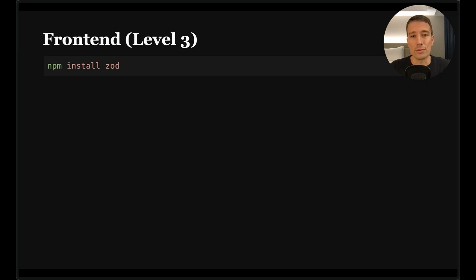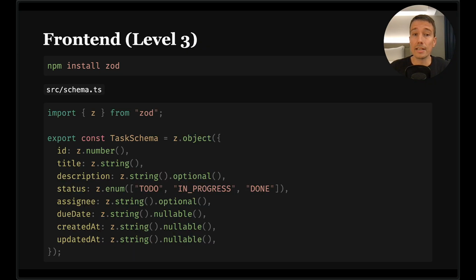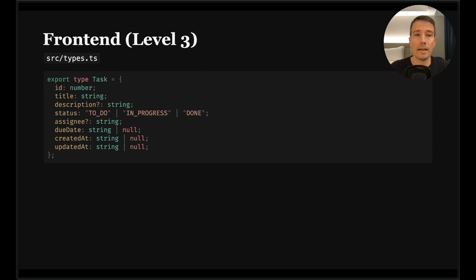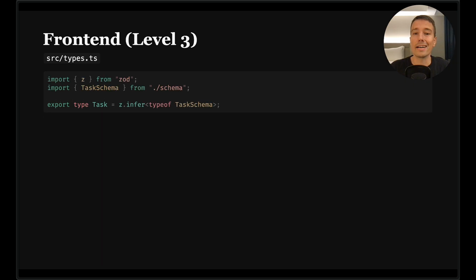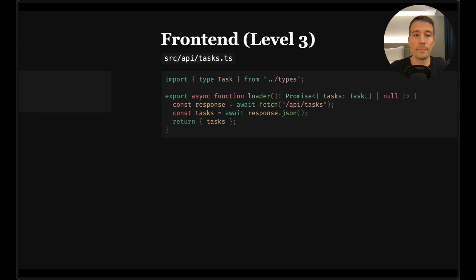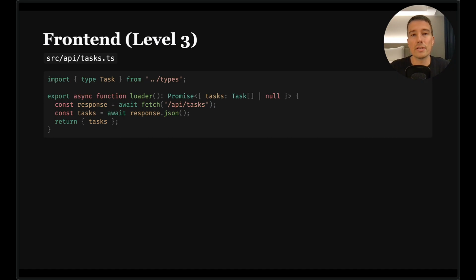Alright, so let's add Zod to the frontend by installing the corresponding npm package. Next, I can create a Zod schema that describes my business object. And as you can see, I declare the task schema as an object. So each field is defined with its corresponding data type and additional validation information. With the new task schema in place, Zod can automatically infer the task type, which means the type definition becomes very easy and maintainable.